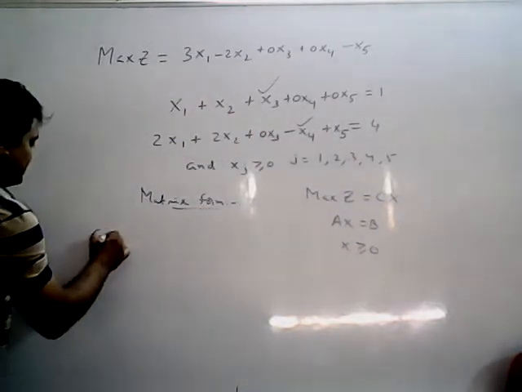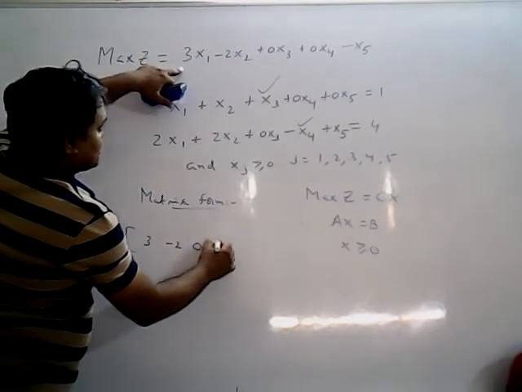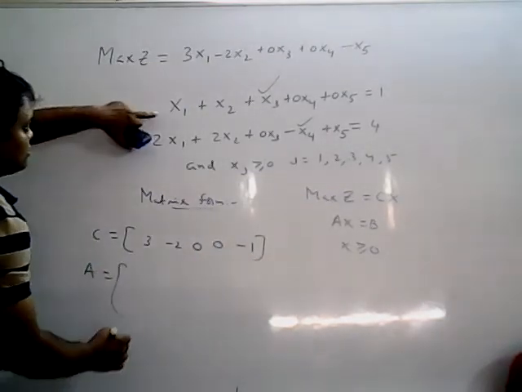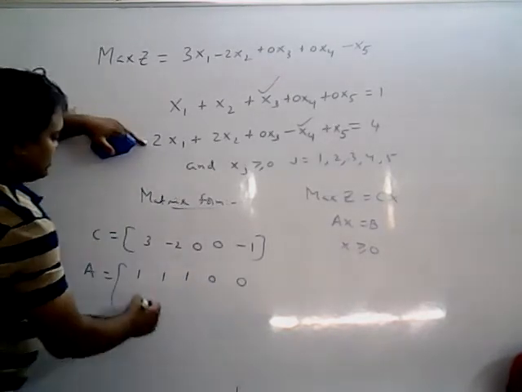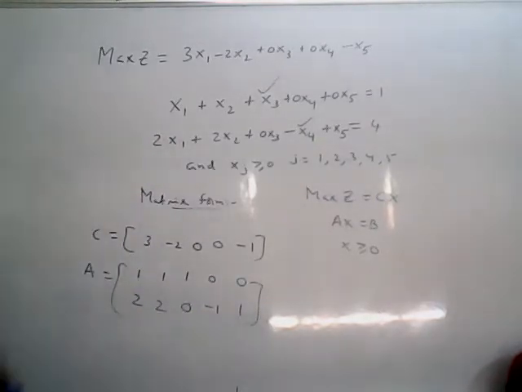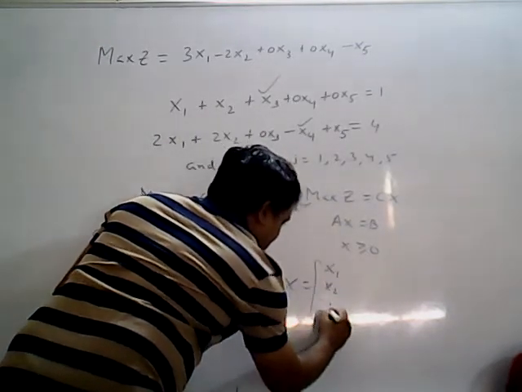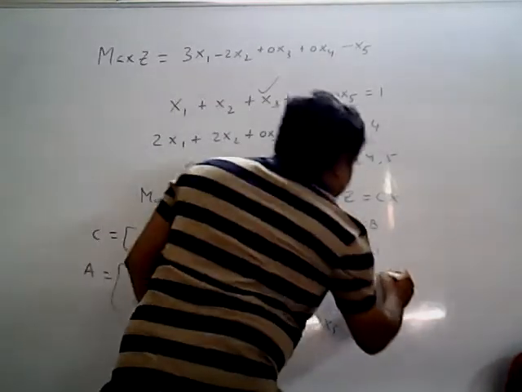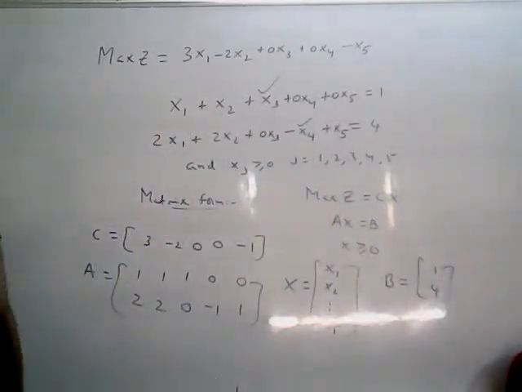So what is C? C is nothing but the objective function: 3, minus 2, 0, 0, minus 1. And then A, what is A? A is the constant coefficients. That means 1, 1, 1, 0, 0. Next one is 2, 2, 0, minus 1, 1. Next X. How many variables are there in the problem? 5: X1, X2, and so on, up to X5. Next, the B matrix. B is the right hand side values, which is 1, 4.